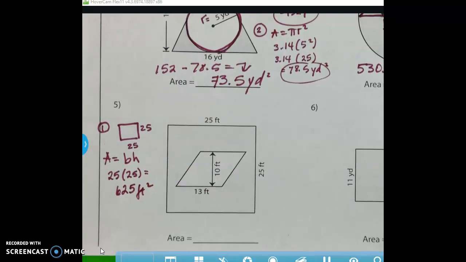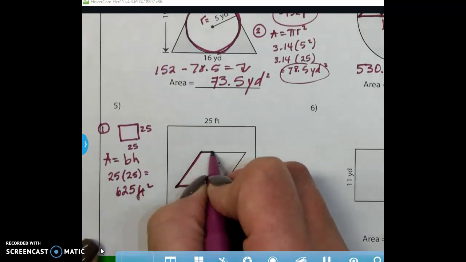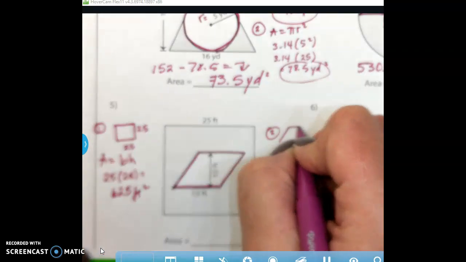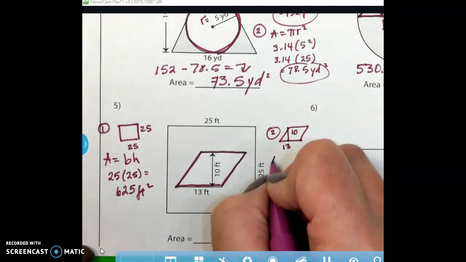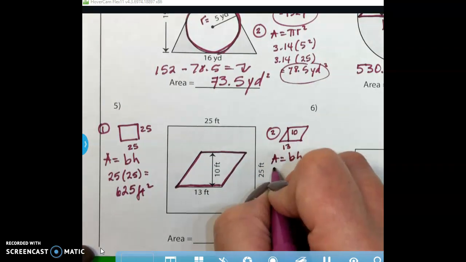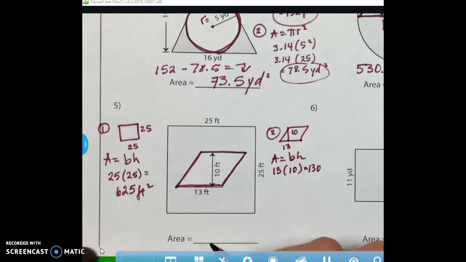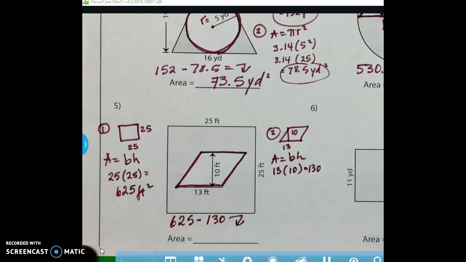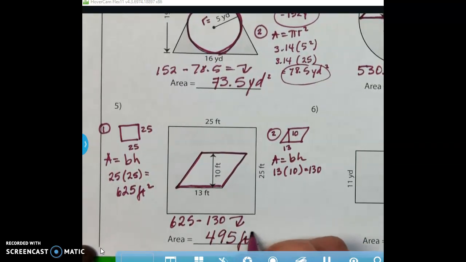I hope you remember this one because this is one of our perfect squares that we have learned in the beginning of the year. Then we had a parallelogram taken out, and our parallelogram also has the area formula of base times height. 13 by 10 are the measurements, so 13 times 10 will give us 130. Easy breezy. 625 minus 130 will give us the final area of 495 square feet.